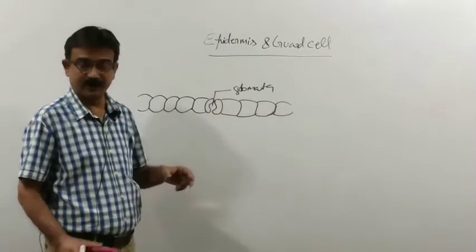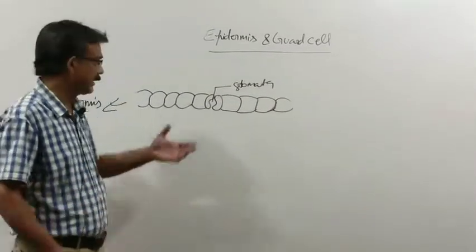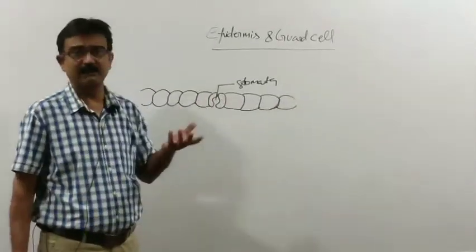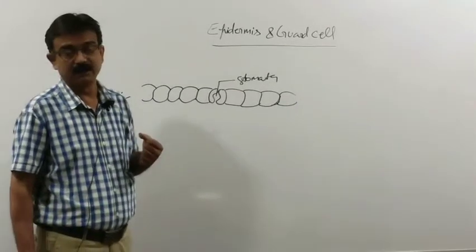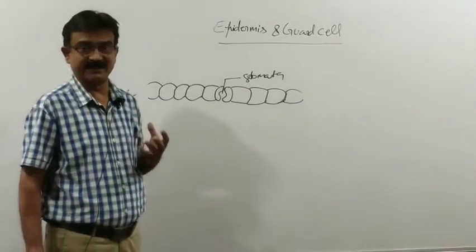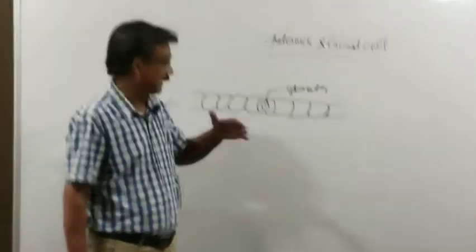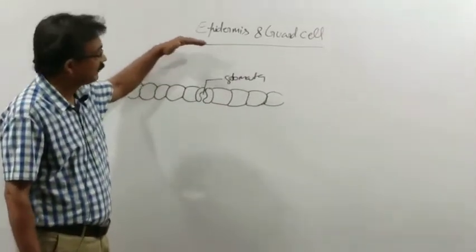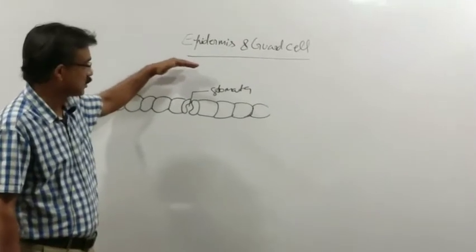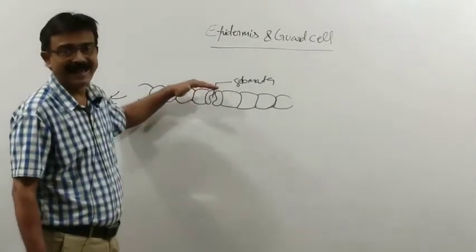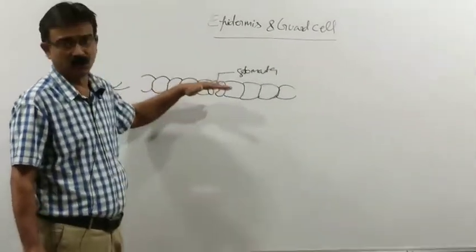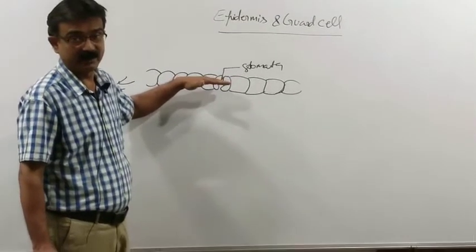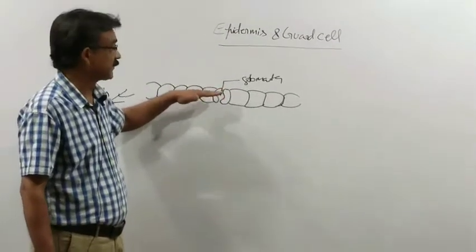This stomata is very important in plants, because stomata are meant for gaseous exchange. You know, during photosynthesis O2 is formed, and that is supposed to ooze out with the help of stomata, and from the external environment CO2 is supposed to get in with the help of these stomatal pores. So stomata are very important because of gaseous exchange.